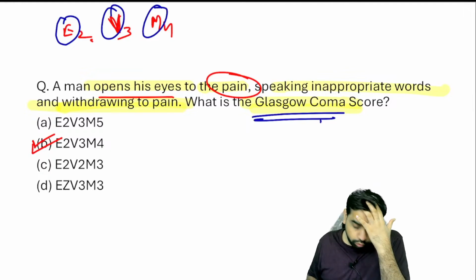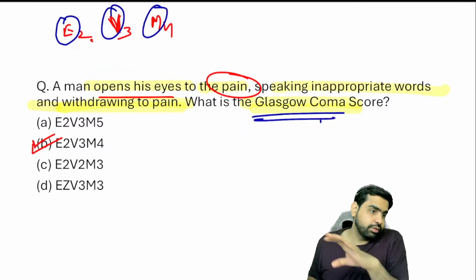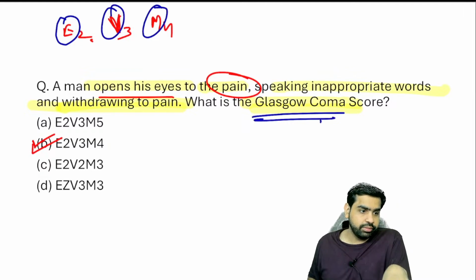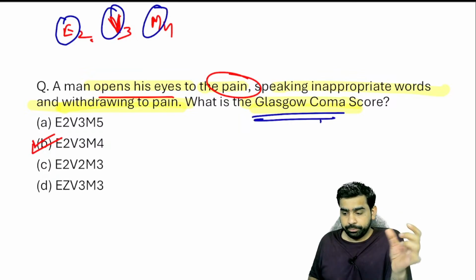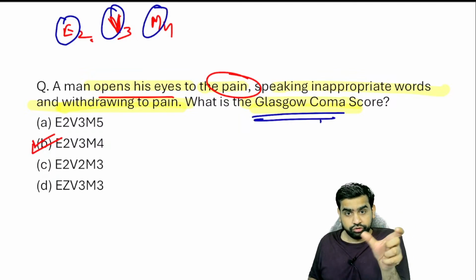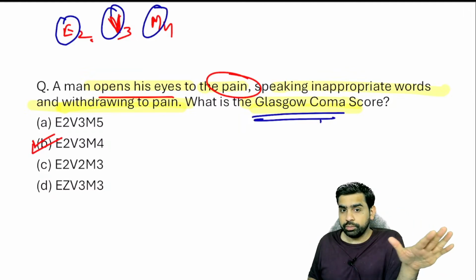What about V2? V2 basically means incomprehensible sound. It means the patient is trying to say something, but whatever the patient is trying to say doesn't make any sense. The patient is just making sounds, something like that. What is V1? V1 means there is no verbal response at all.